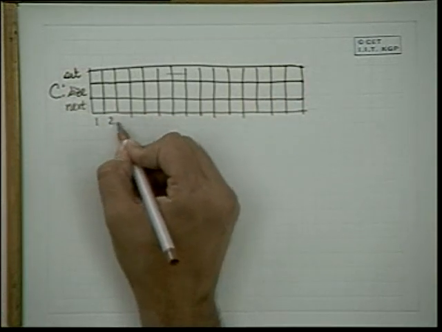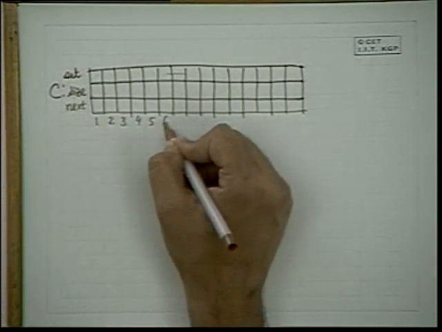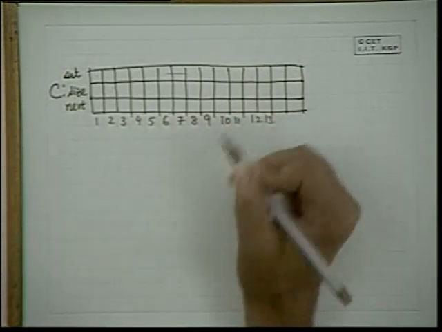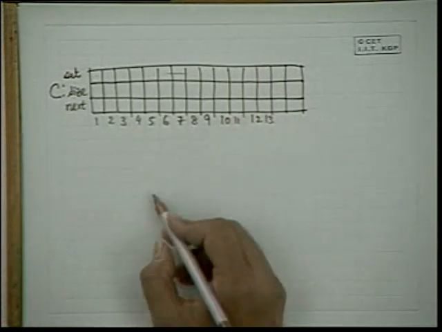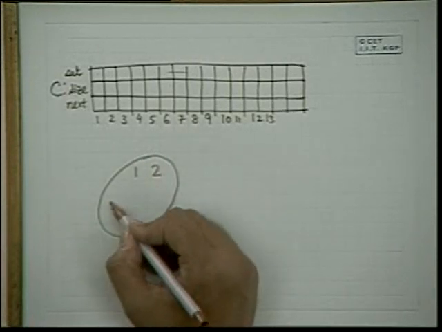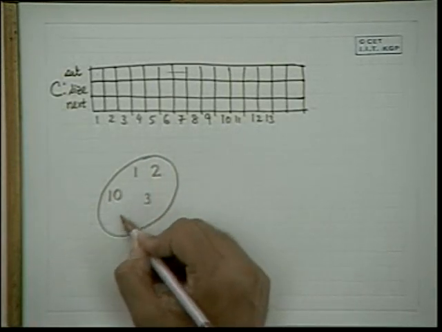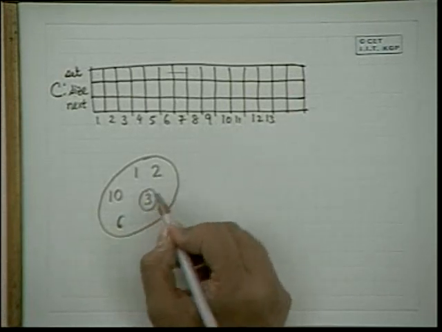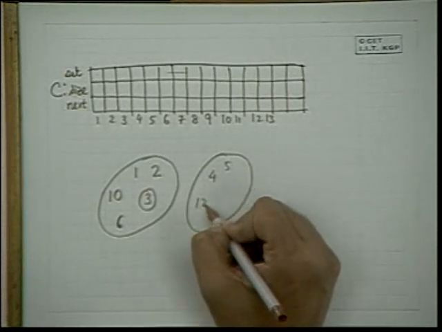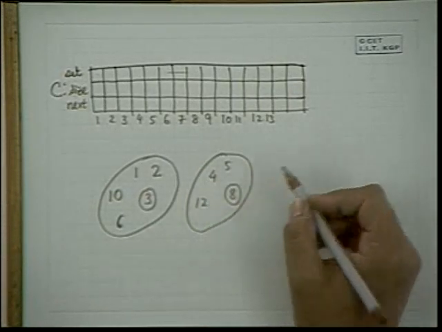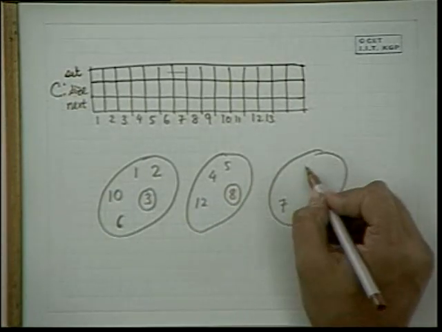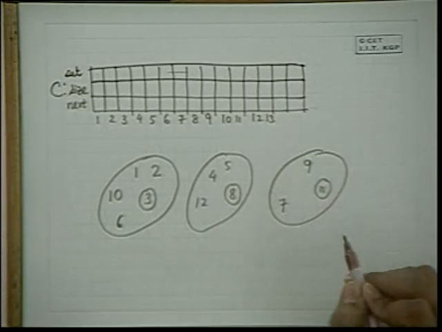So this is 1, 2, 3, 4, 5, 6, 7, 8, 10, 11, 12, 13. Now if you go back, let me put the sets again here so that we don't forget what it is. So 1, 2, 10, and 3, 6 is 1, where 3 was the representative element. There was another set 5, 4, 12, then 8, where 8 was the representative element. There was another set 7, 9 and 11, where 11 was the representative element.